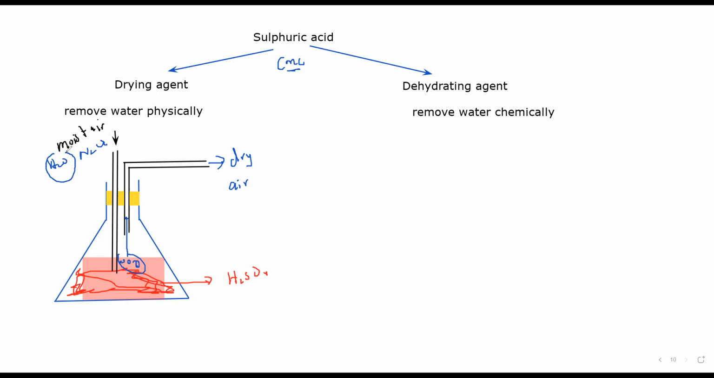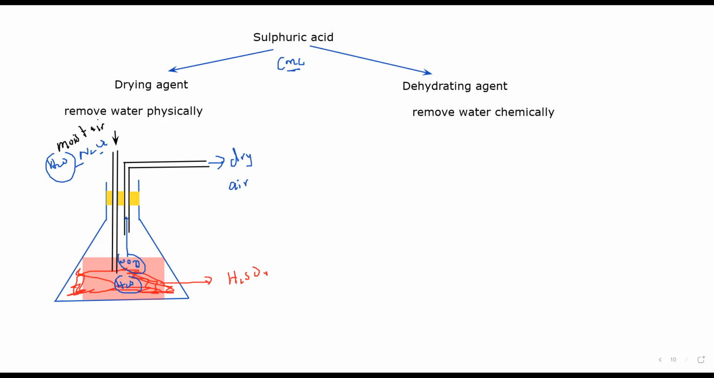Air was having nitrogen, oxygen, and water molecules. So when you pass it through, the water molecules are left here, so sulfuric acid becomes dilute, and the remaining air constituents will escape. So nitrogen and oxygen escape, and you have dry air. This is a physical change. But when we call it a dehydrating agent, by a chemical reaction, it removes the water.